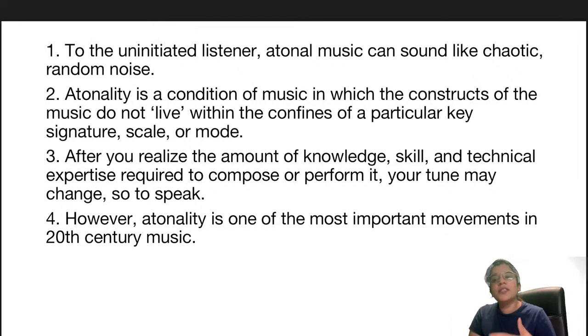Because it requires a huge amount of knowledge, skill and technical expertise, which is being given to you in the third option: after you realize the amount of knowledge, skill and technical expertise required to compose or perform it, your tune may change, so to speak. I hope now it makes sense to arrange this into the sequence of 2 1 4 and 3. Is it clear, guys? 2143 is going to be the correct answer.